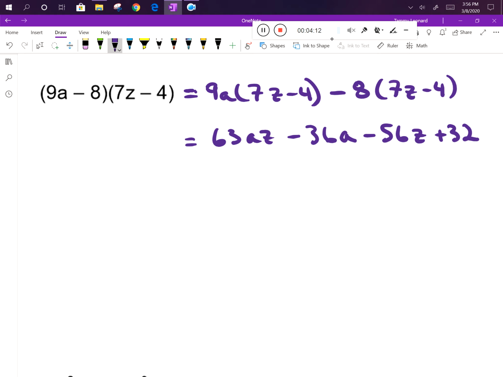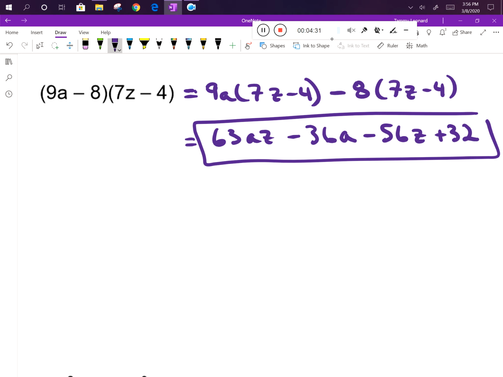As we look at that, none of these terms are like terms. They each have different combinations of variables or just no variable. The highest degree term is the 63az since it has a degree of 2. It comes first. So this is a perfectly acceptable format in which to leave our answer. Our highest degree comes first, the other two are given in alphabetical order, and the lowest degree comes last.